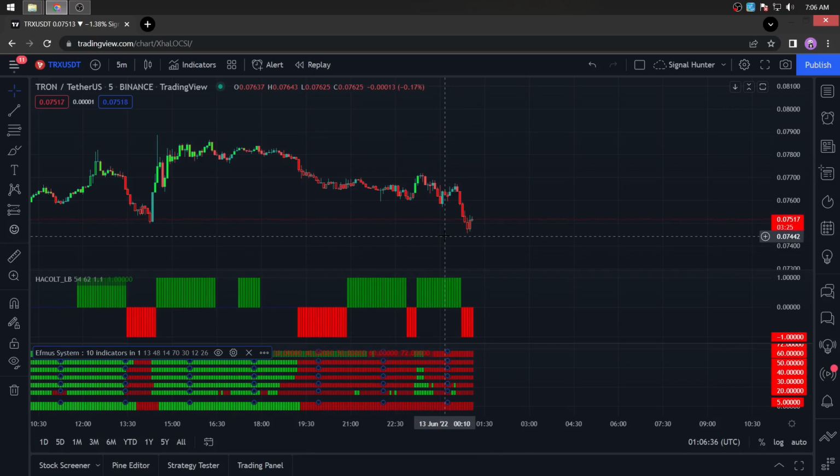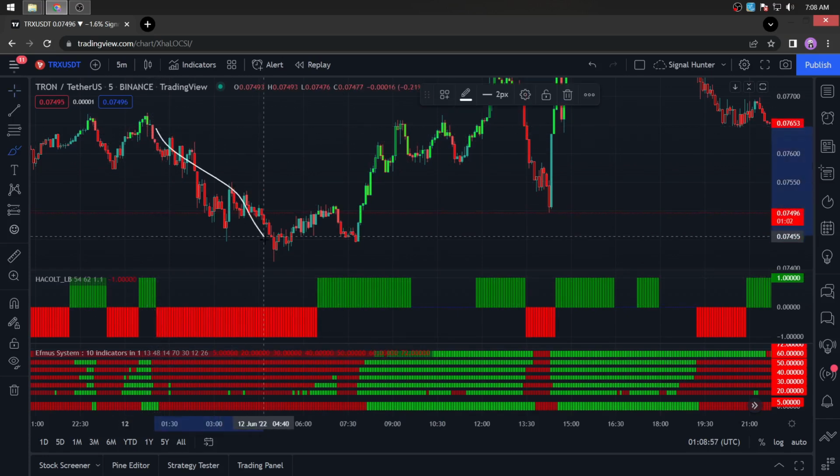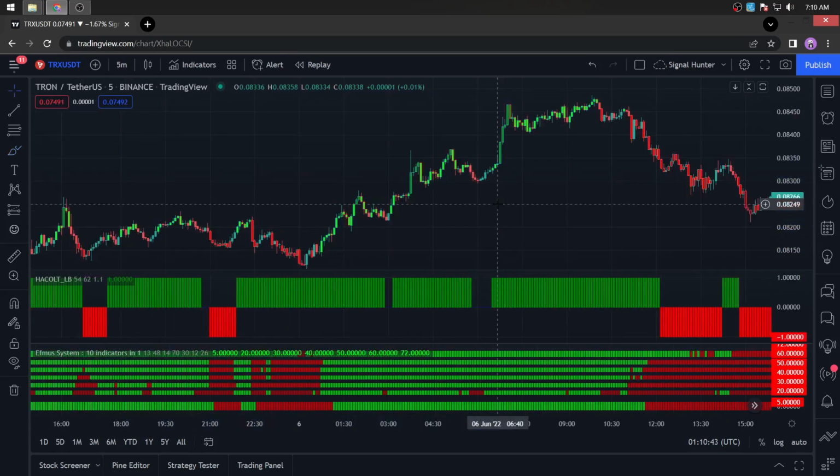Okay, before catching signals, let's introduce the indicator momentum because it's very important. First, the HACALT indicator. The HACALT indicator has two color bars, a red color bar and a green color bar. If the green color switches to red, that means the market trend is changing and a downtrend is going to happen. And if the red color switches to green, that means the market trend is changing and an uptrend is going to happen.